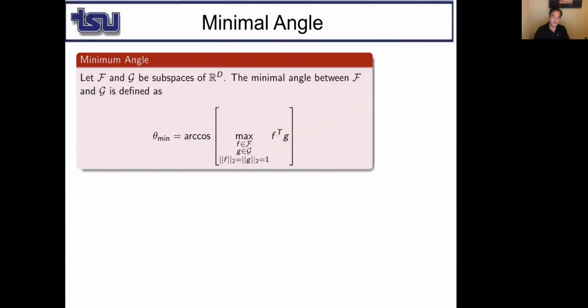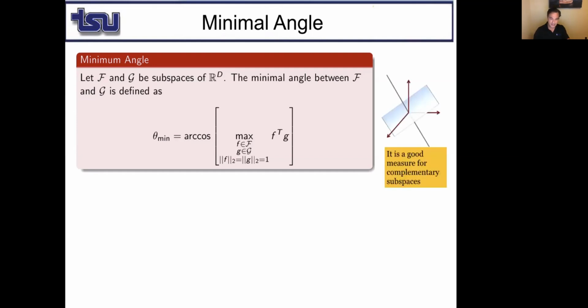Okay, so what does it do? Assume we have 2 subspaces. The minimal angle between those subspaces is defined as the arc cosine of the maximum over all inner products of 2 vectors, where lowercase f comes from the first subspace and g comes from the second. Think about all inner products. That means look around all angles, basically, and get the minimum of those angles. So that's the minimal angle between 2 subspaces.